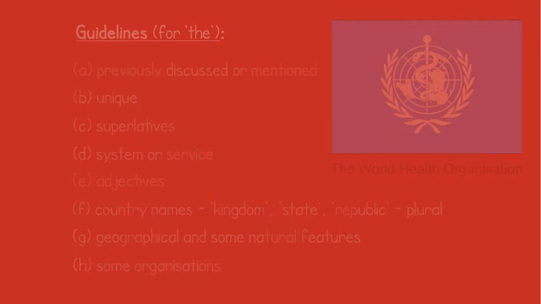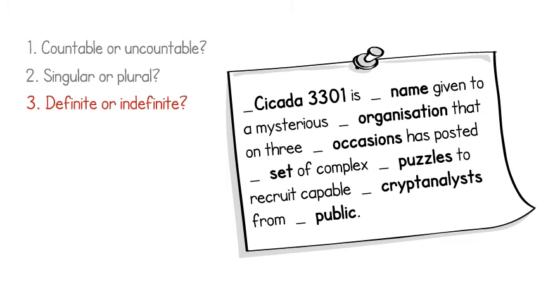So, back to our example. Our third question was, is the noun definite or indefinite? The nouns organisation, set, puzzles, occasions, and cryptanalysts are all indefinite. They have not been previously mentioned, and they are not unique or uniquely specified. Singular indefinite nouns, organisation and set, take the indefinite articles a and an. Plural indefinite nouns, puzzles, occasions, and cryptanalysts do not take any article.